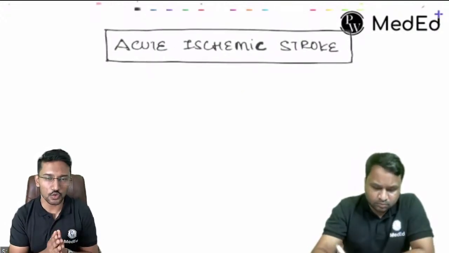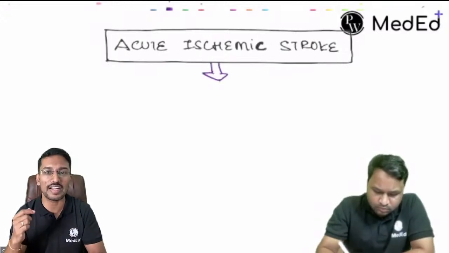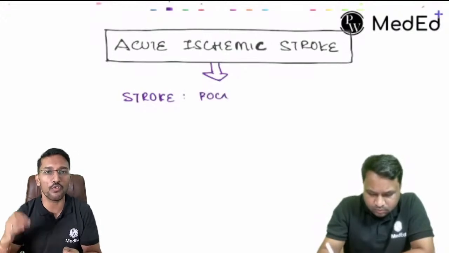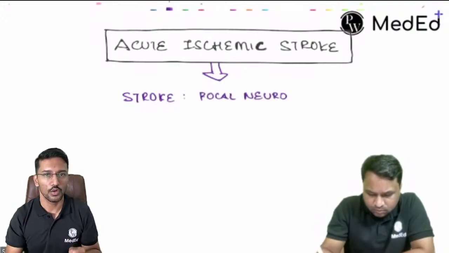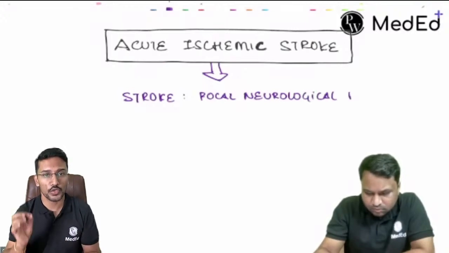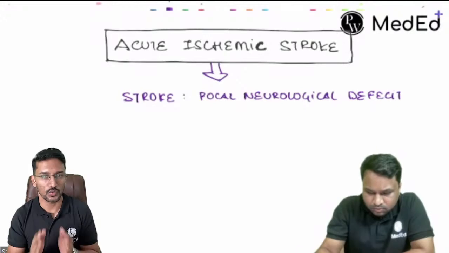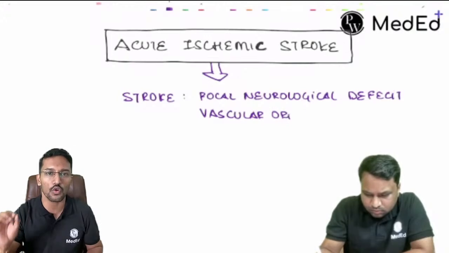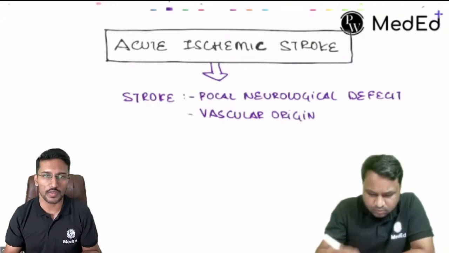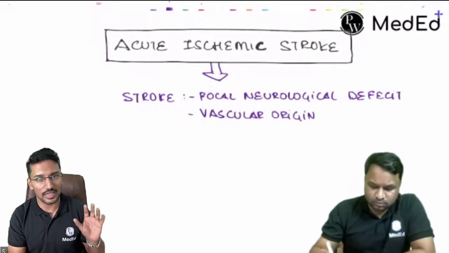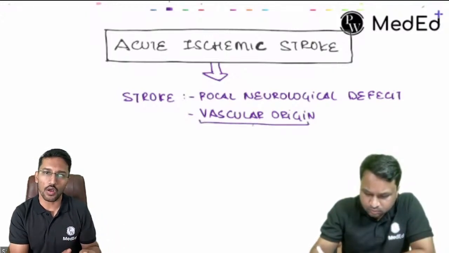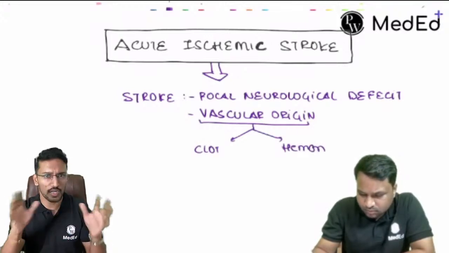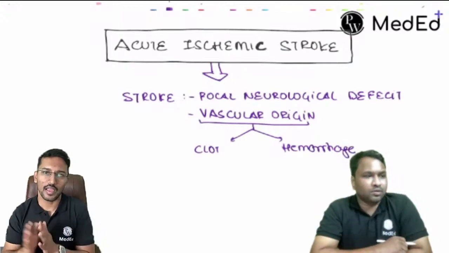First thing, let me define what is stroke. Stroke is focal neurological deficit which is presumed to be of vascular origin. So the source or the reason for someone to develop the deficits is something going wrong with the blood vessel. Now, what can go wrong with the blood vessel? Either a clot can occlude it, causing ischemia to the tissues supplied by it, or there can be hemorrhage or bleeding into it. So we classify the stroke into ischemic stroke and hemorrhagic stroke.